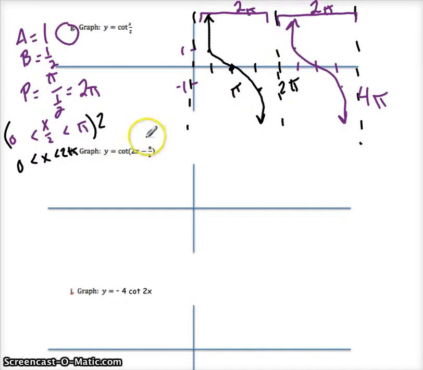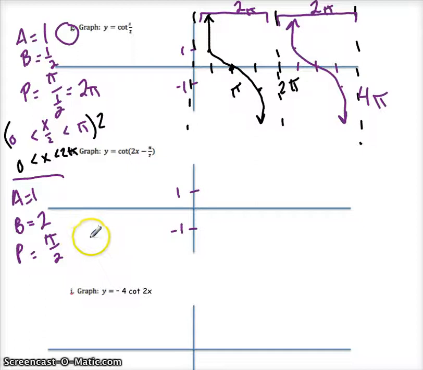Let's take a look at another cotangent example. I know that a is 1, so that gives me positive 1 and negative 1 on the y-axis. For the period, we need b. B is 2, so our period length is pi divided by 2.